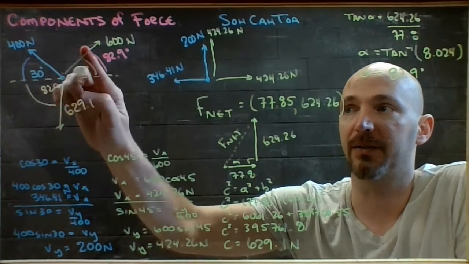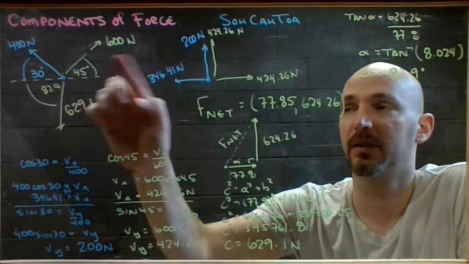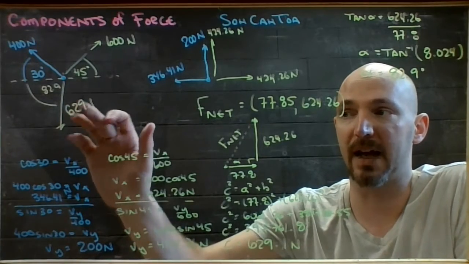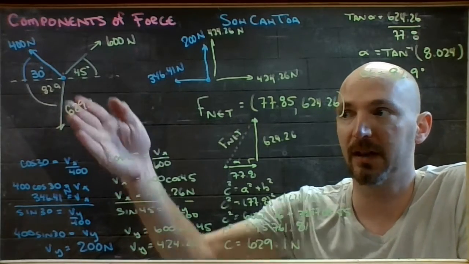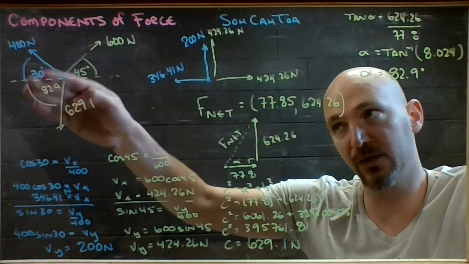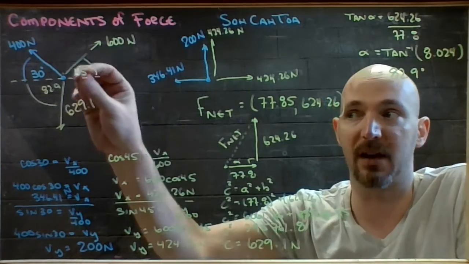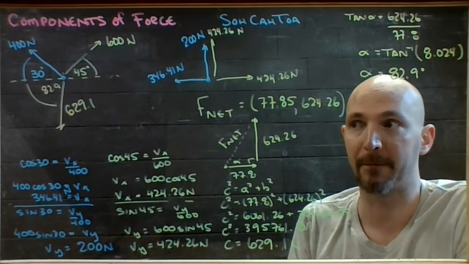But if I hung a third one on this yellow string that was that size at that angle, this pull would exactly neutralize those two pulls, and this object wouldn't be able to drift.